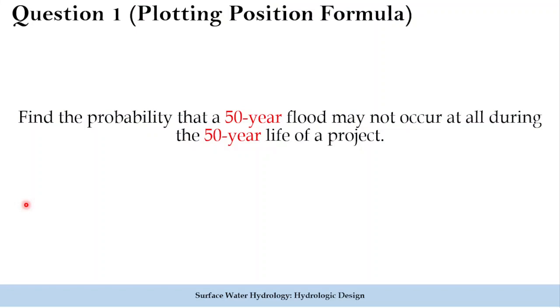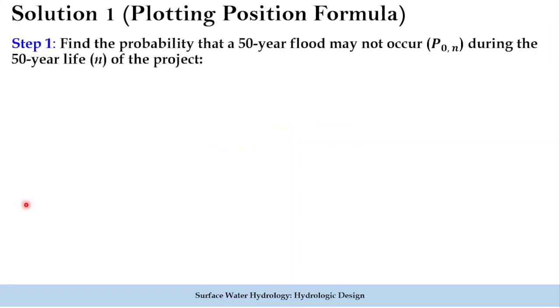Let me read the first problem for you. Find the probability that a 50-year flood may not occur at all during the 50-year life of a project. So it's a very straightforward question where we need to find out the probability that a 50-year flood may not occur at all given the lifetime of a project, which is 50 years here. So let us see how we can utilize this information to actually find out the probability.